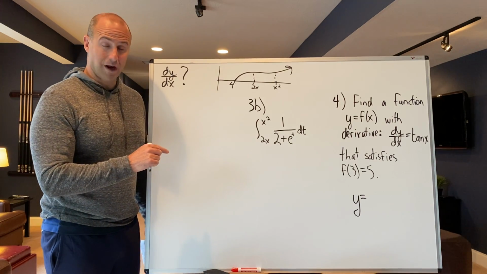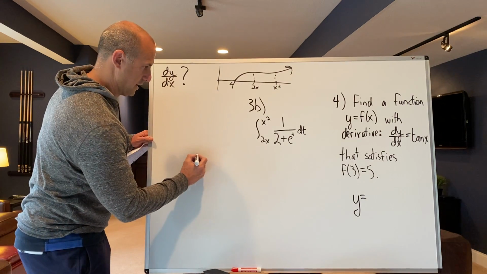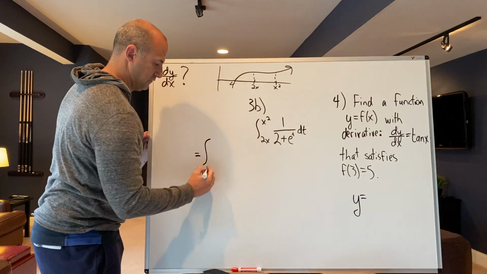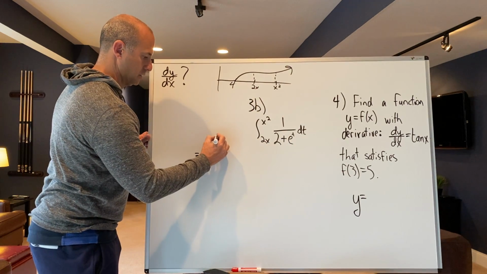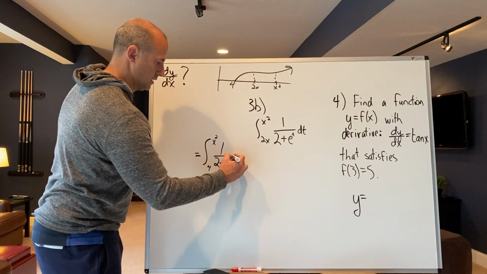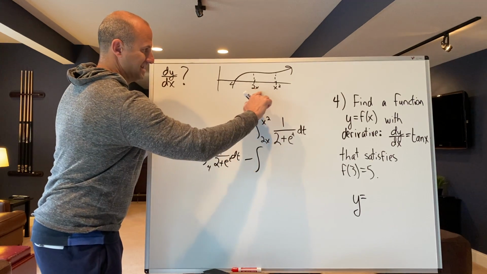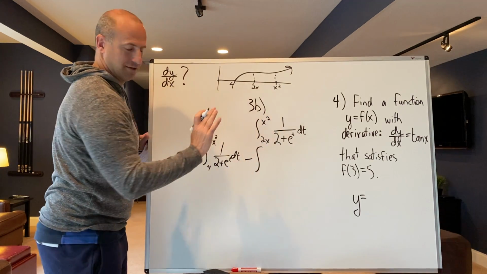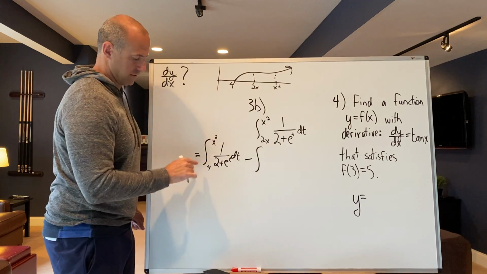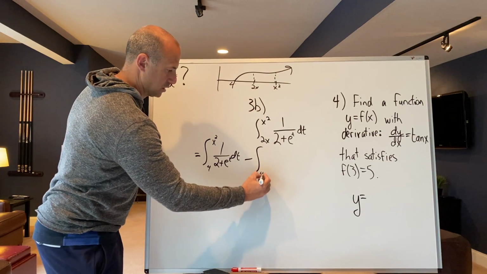I'm going to write this using additivity. I'm going to write this as the integral of the whole thing from 4 to x squared of 1 over 2 plus e to the t dt minus the integral of just this section. Sorry, I said that wrong. Let me start over. I want the integral of the whole thing from 4 to x squared, that's this one, minus just this section, so 4 to 2x.